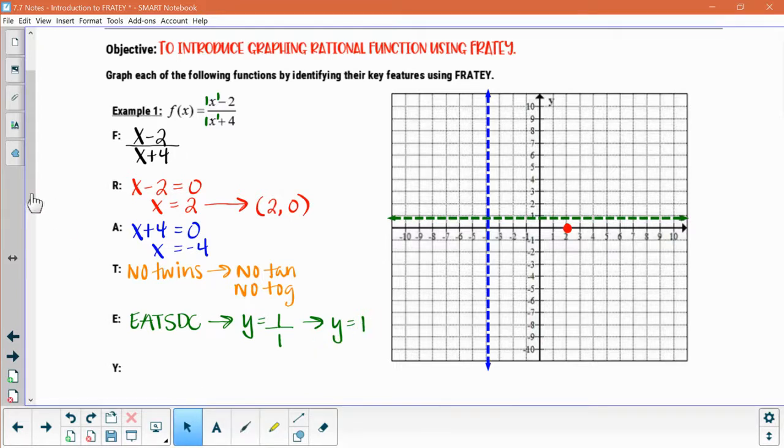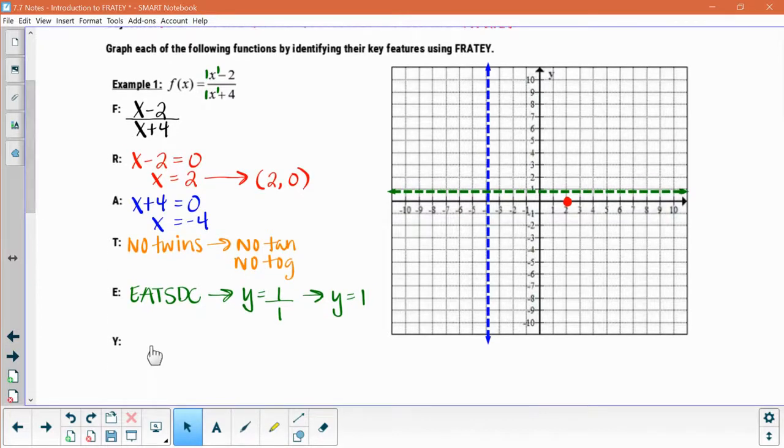For my y-intercept, I am going to plug in 0 everywhere that I see x in my equation. So 0 minus 2 over 0 plus 4 is equal to -2 over 4, which simplifies to -1/2. So my y-intercept is at (0, -1/2).